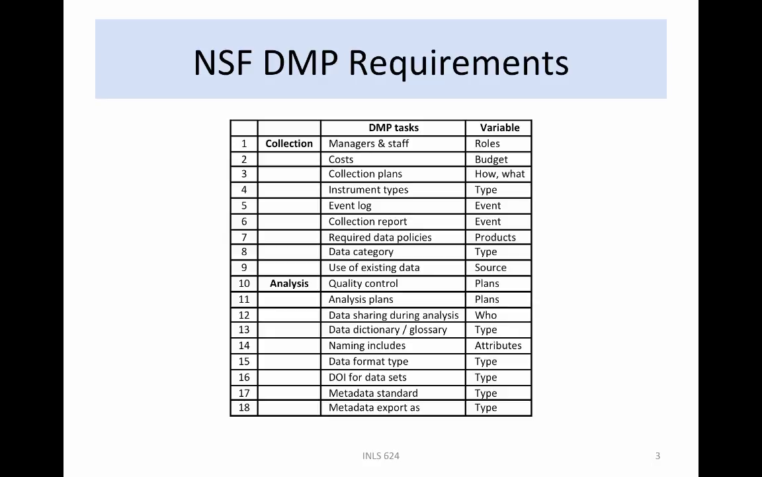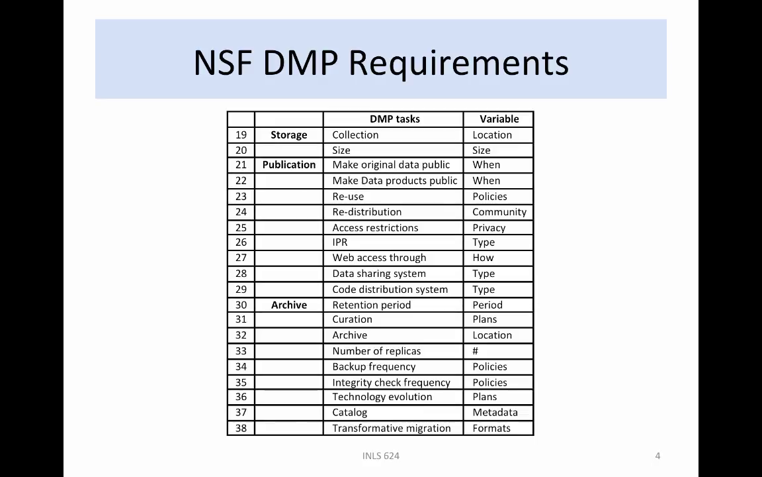Not all directorates have the same requirements. Chapter 7 of the Policy Template Workbook lists which tasks are needed by each directorate. Across the NSF directorates, the number of required data management tasks varied from 20 to 29. The average number was 25.